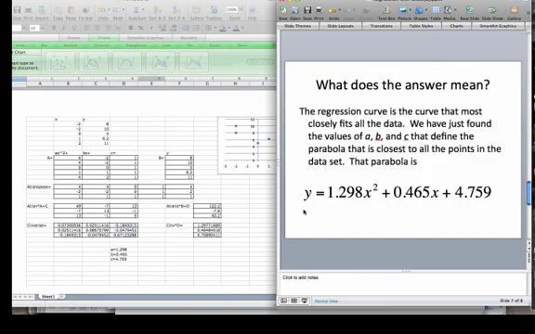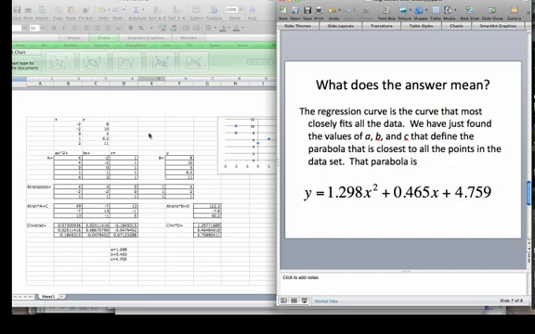What does my answer mean? Well, of course, what I have found are the A, B, and C of a quadratic formula that best fits this data. It is the parabola that is closest to all of the points in the data. And we don't have a very big data set, but this equation best approximates it.